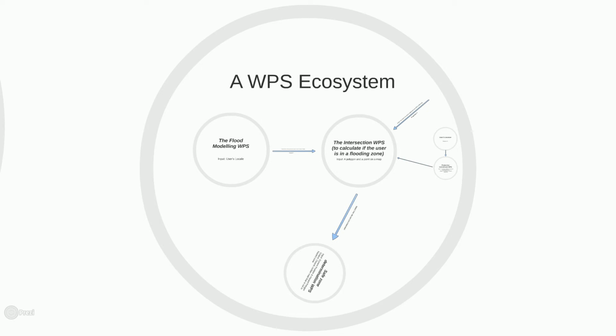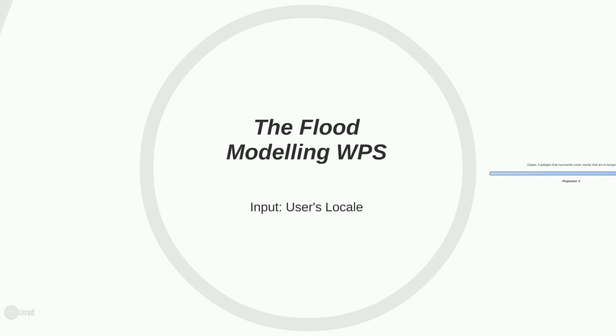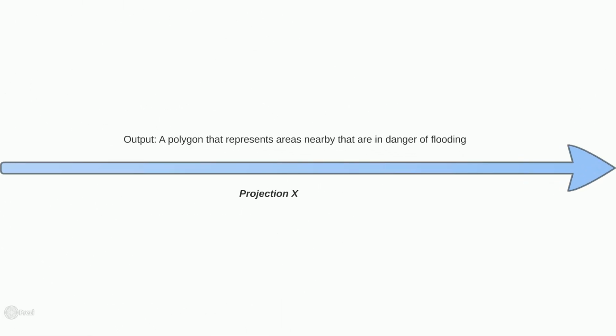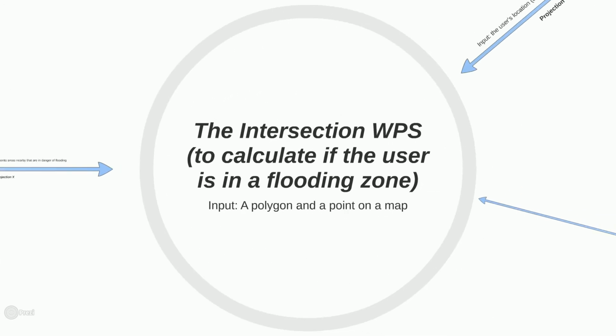Here's a mock-up of a WPS ecosystem, where web services provide geospatial web processing services to the public or anyone that may need them. They may be located anywhere in the world, but are accessible by anyone on the web with a relevant URI. Here we have the flood modeling WPS, where the input is the user's current location. It outputs a polygon in projection X that represents nearby areas that are predicted to flood in the next, say, 24 hours. This is input into an intersection WPS that we will use to calculate if the user is in an area that will potentially be flooded.